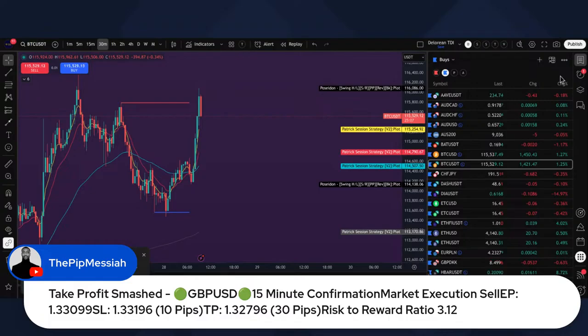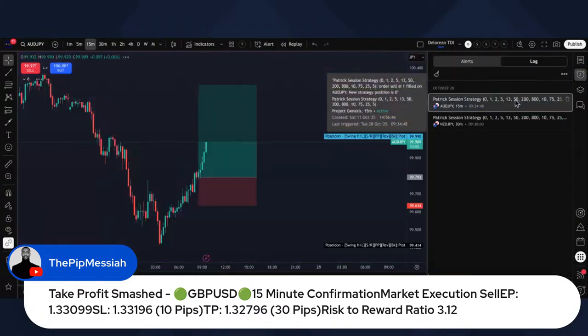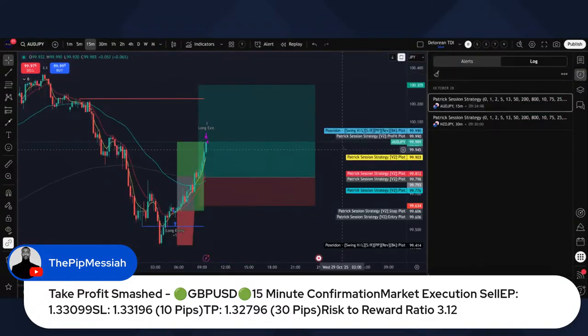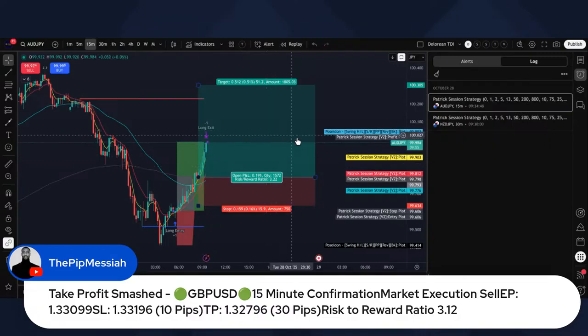All right. Got another alert on Australian dollar versus Japanese yen. So on the 15-minute, the original trades in profit, we're already in it, doing quite well. So congratulations for those of you that took that trade call earlier. We are kicking butt and taking names.